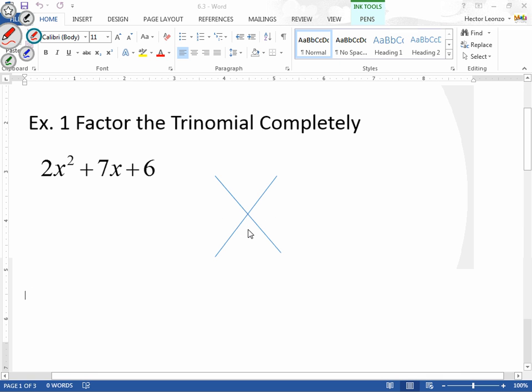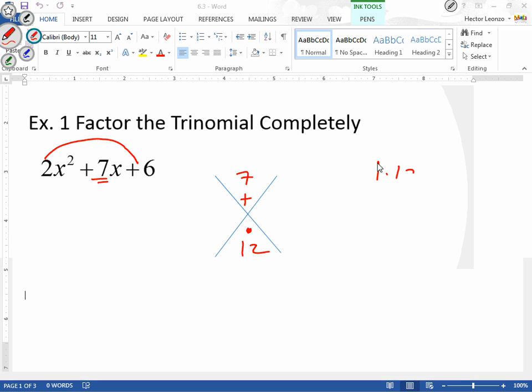Now here, when I'm going to be looking at my numbers, in this case, I want them to multiply to 12. And the reason why I got the 12 is because I multiply these two outside numbers. So I'm looking for two numbers that multiply equals 12, but when I add them equals 7. I still get the 7 from the center. In this case, I'm thinking of, well, let's see. 1 times 12, yeah, that doesn't do it. 2 times 6, yeah, that doesn't do it. 3 times 4, yep, that will be it. So I'm thinking of 3 and 4.